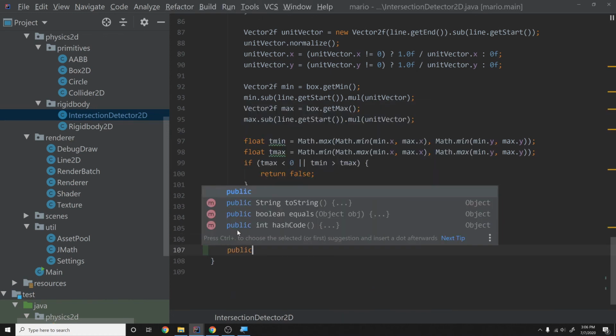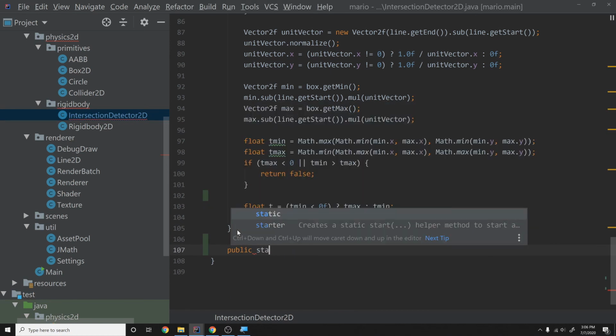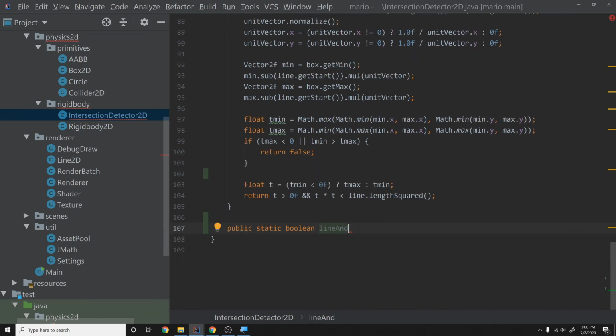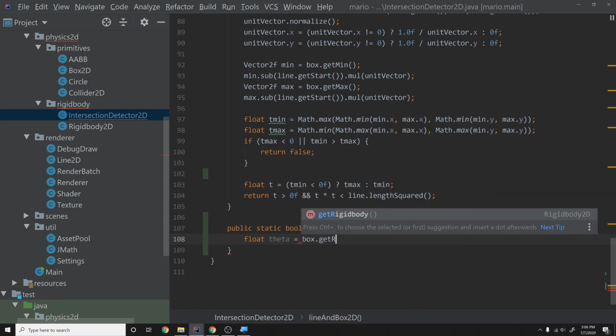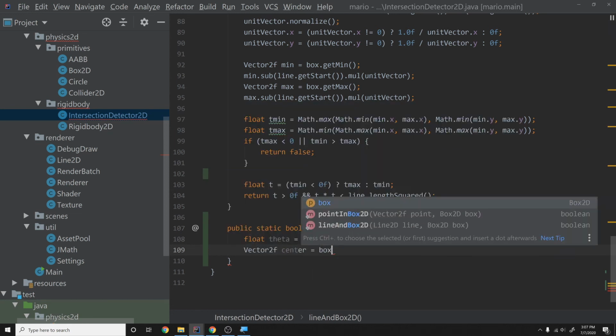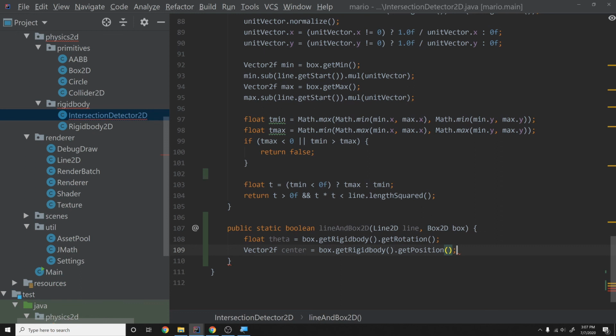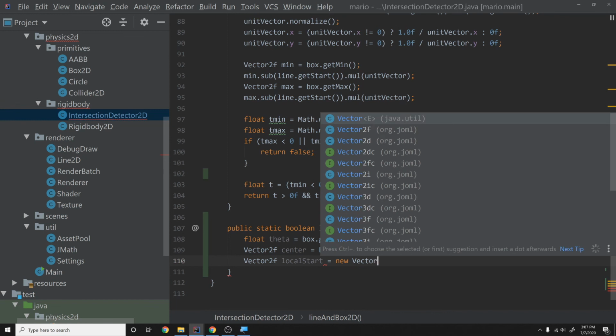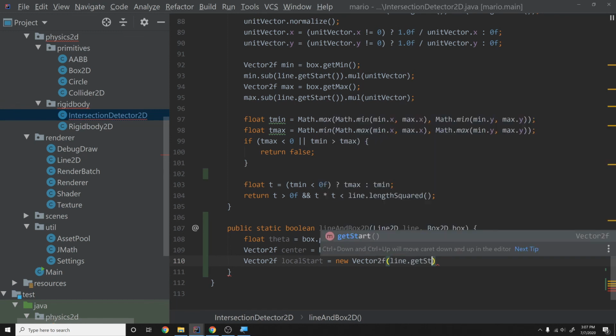Very quickly, let's create a static boolean line and Box2D. And we're going to take in a Line2D line and a Box2D box. We're going to rotate the line into the box's local space and then just run this function again. So literally we're just going to say float theta equals box.getRigidBody.getRotation. We're going to say vector 2f center equals box.getRigidBody.getPosition.